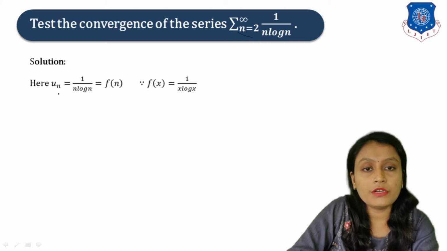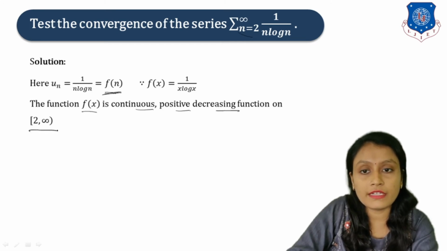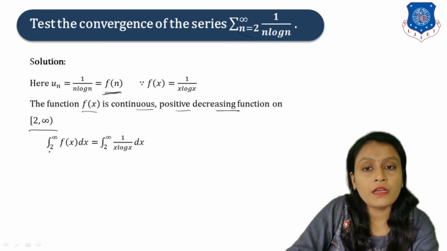Okay, now here u_n is given, that is 1 upon n log n. This is your function of n, f(n). So firstly we will write in the form of f(x). So it is 1 upon x log x. Okay, now this function f(x) is continuous, positive and decreasing in the interval 2 to infinity, right? So we will find this integration 2 to infinity f(x) dx. Okay, now the integral of f(x), that is 1 upon x log x dx.